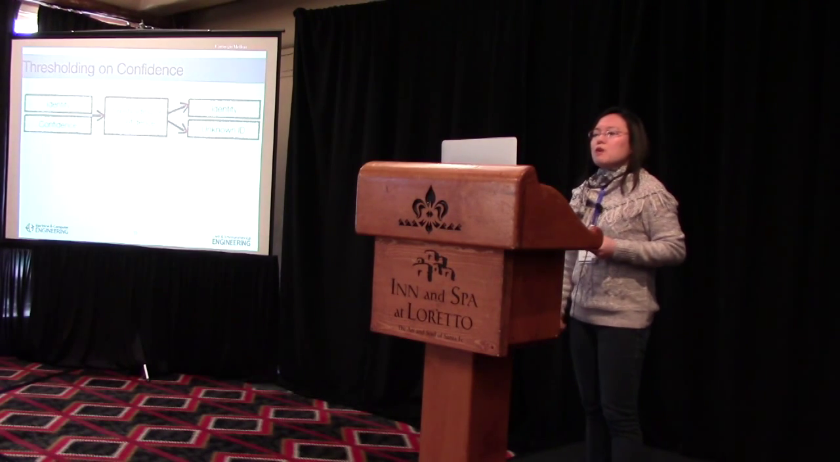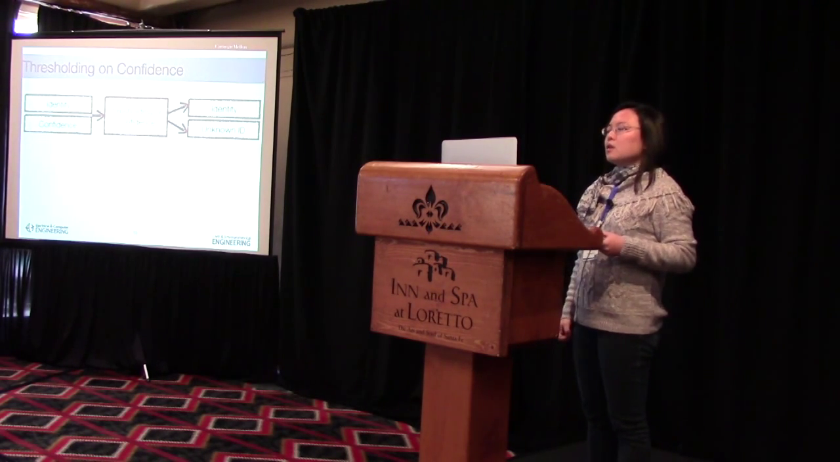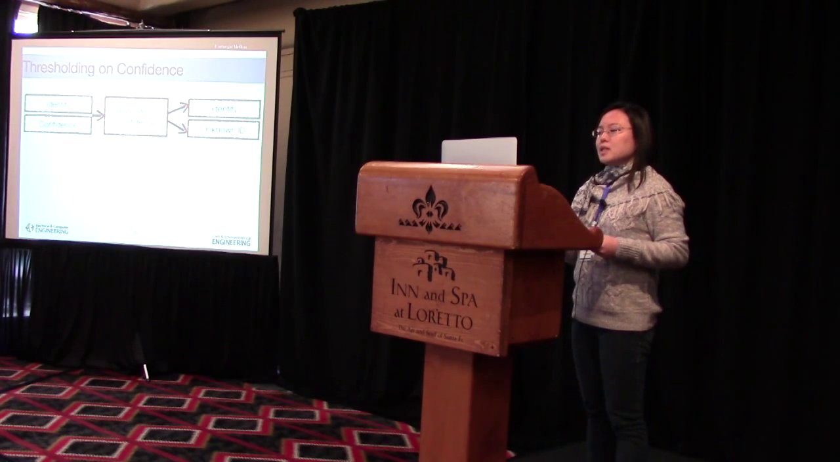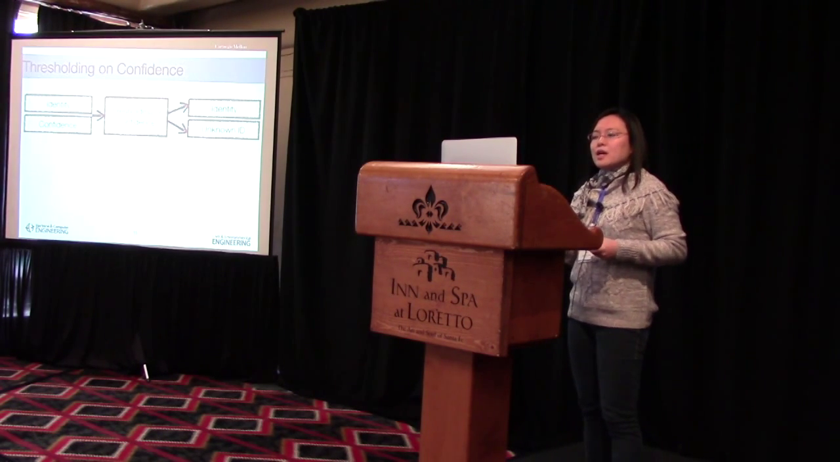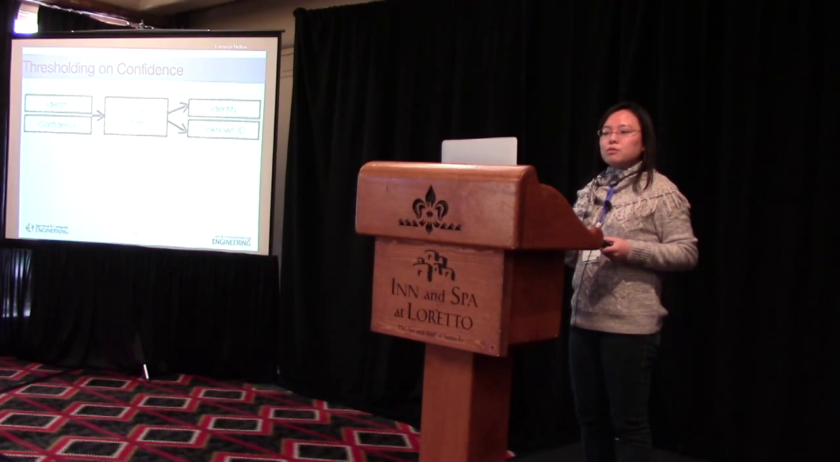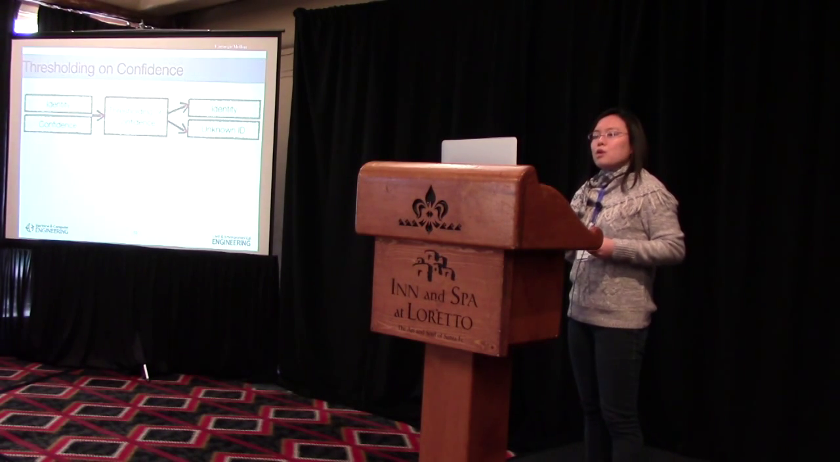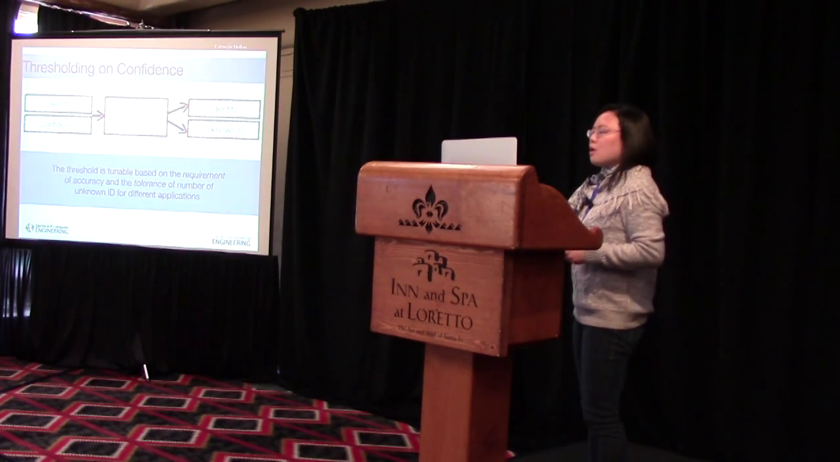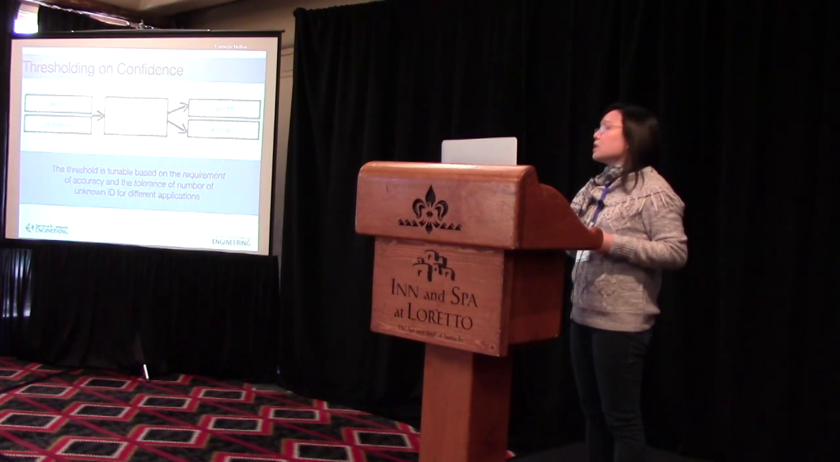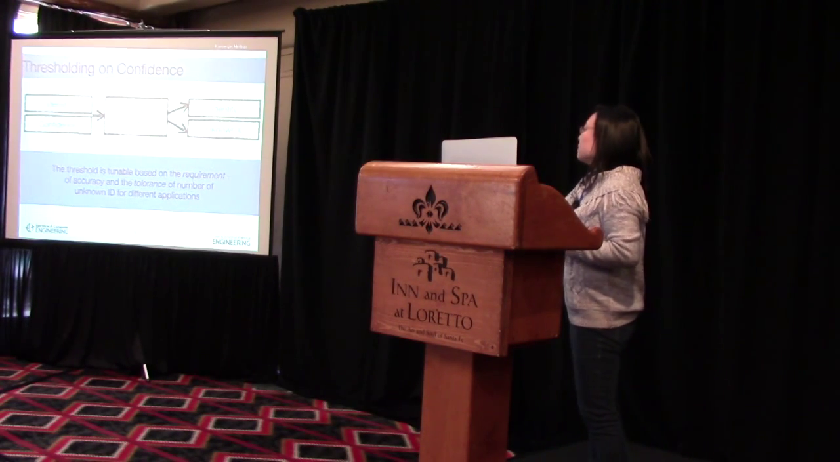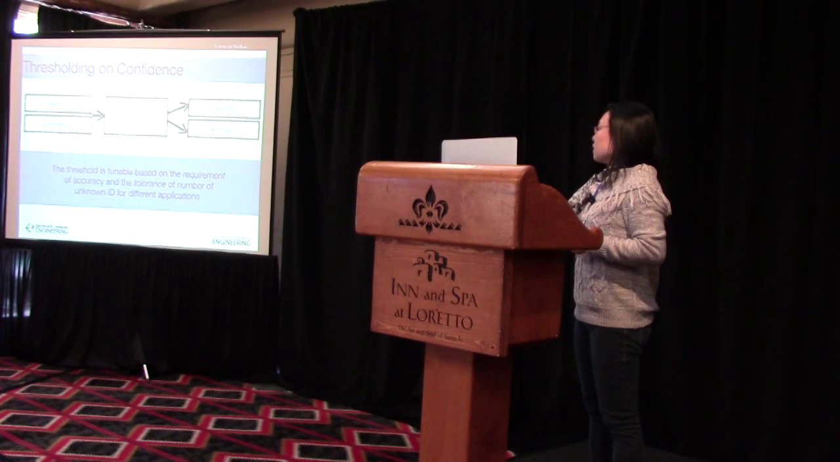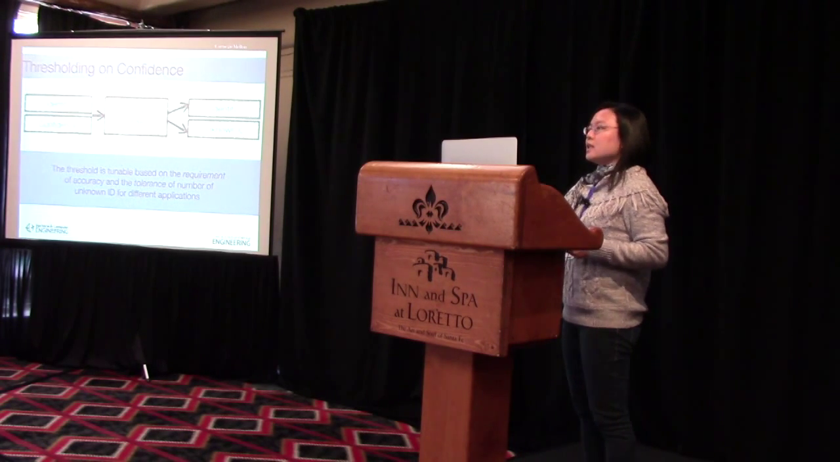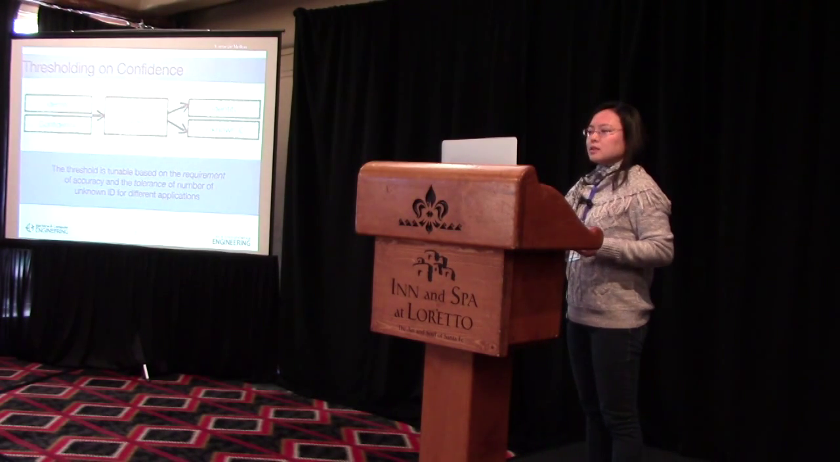Based on the result from trace level classification, we notice that many misidentified cases actually have really low confidence levels. That means by thresholding on the confidence level, we can distinguish uncertain cases and assign them as unknown. This allows our system to tune the threshold based on the requirement of accuracy and the tolerance of the number of unknown IDs for different applications.